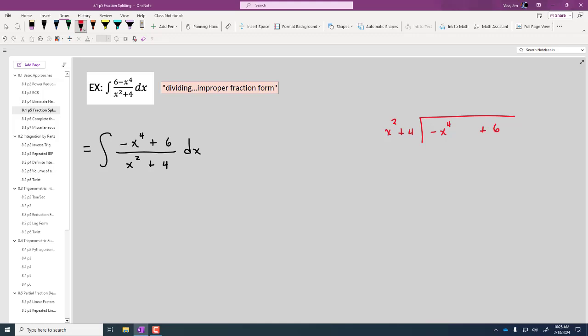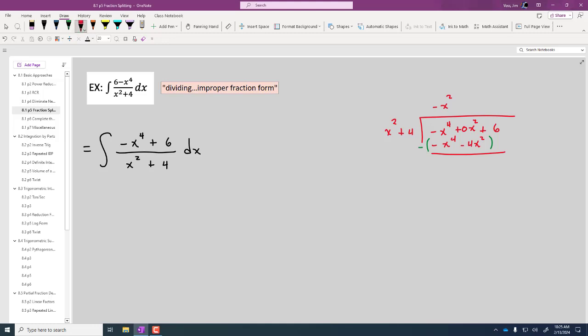Okay, so the long division, again, we ask ourselves, what multiplied by x squared is going to match this first term? Answer, negative x squared. That'll give us negative x to the fourth minus 4x squared. So I'm leaving a little bit of space up here. If you want to, you can put in a placeholder, a 0x squared there. You don't have to. Now with long division, the next step is subtracting.